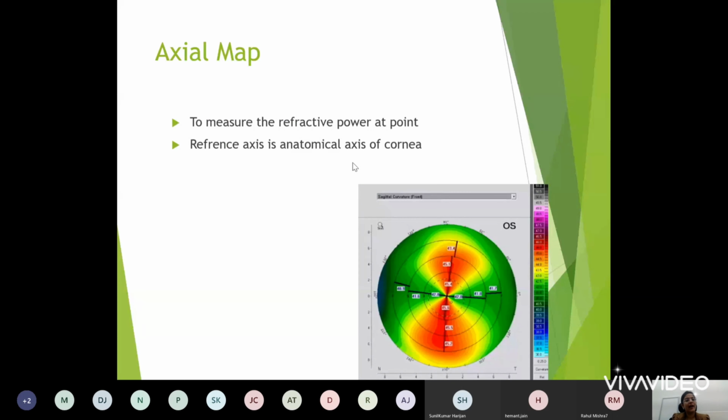Coming to the axial map, also known as the sagittal map, it is used to measure the refractive power at a point. At a point, a tangent is drawn, and then a line perpendicular to it is drawn on the reference axis.